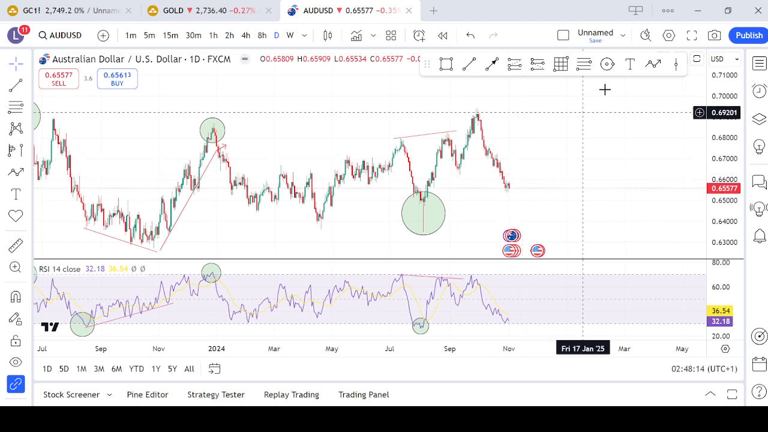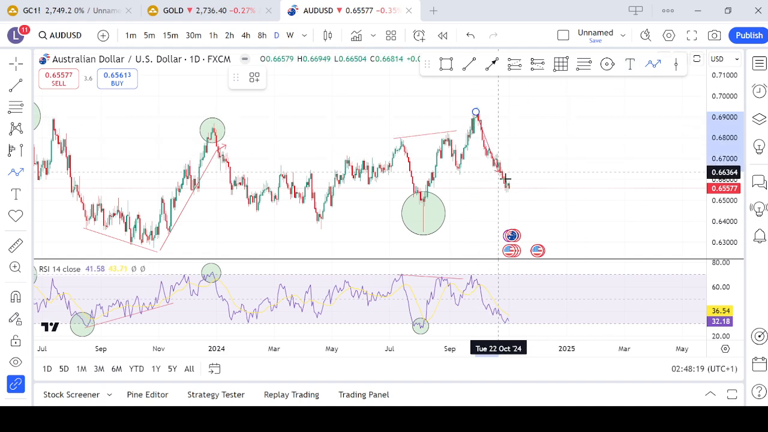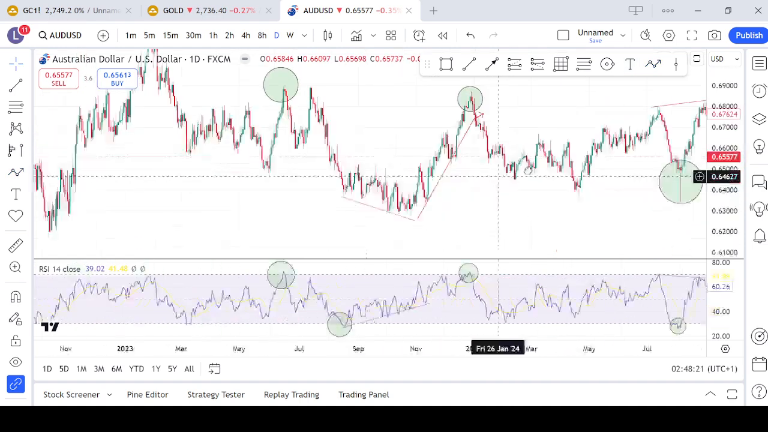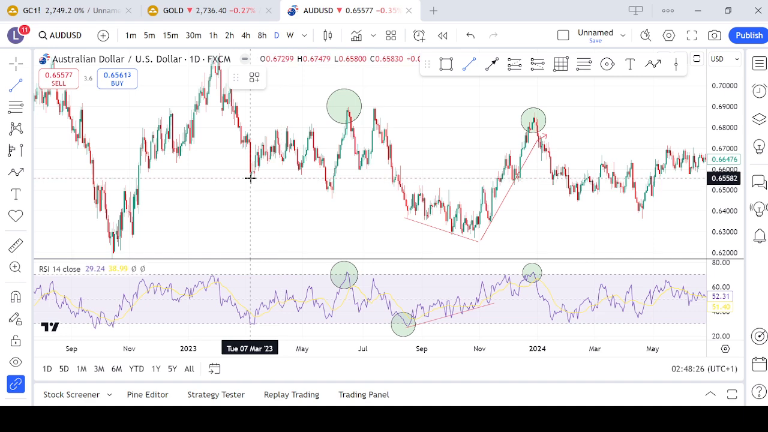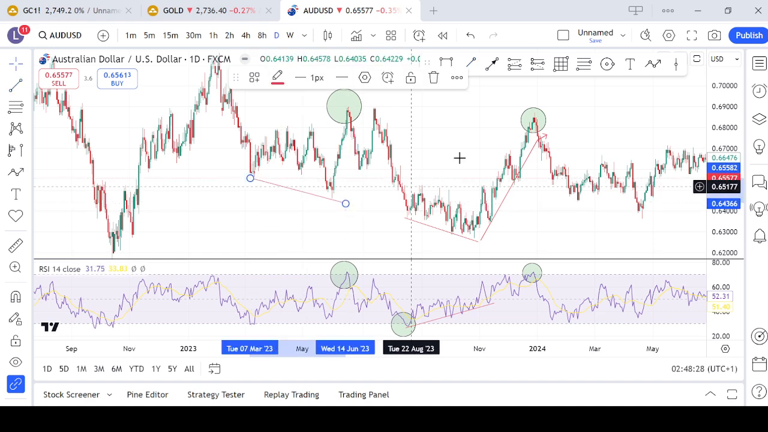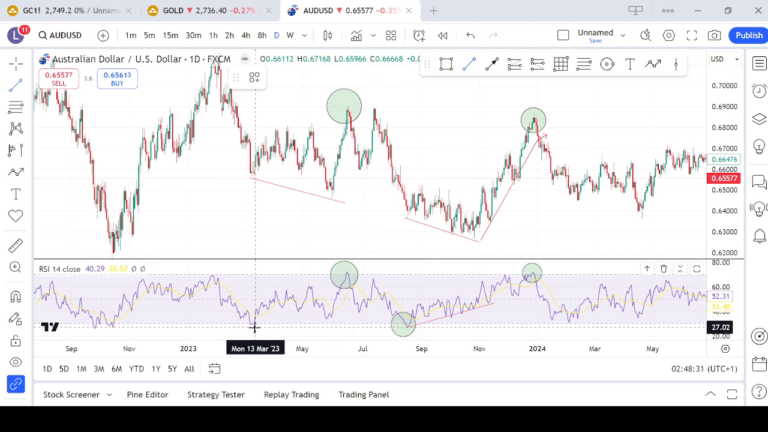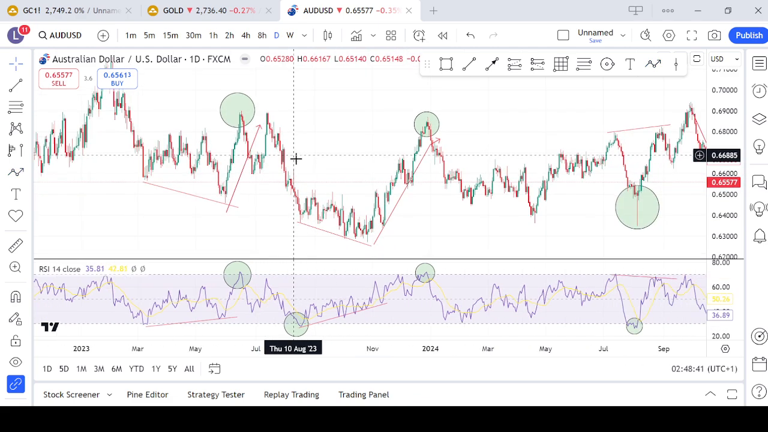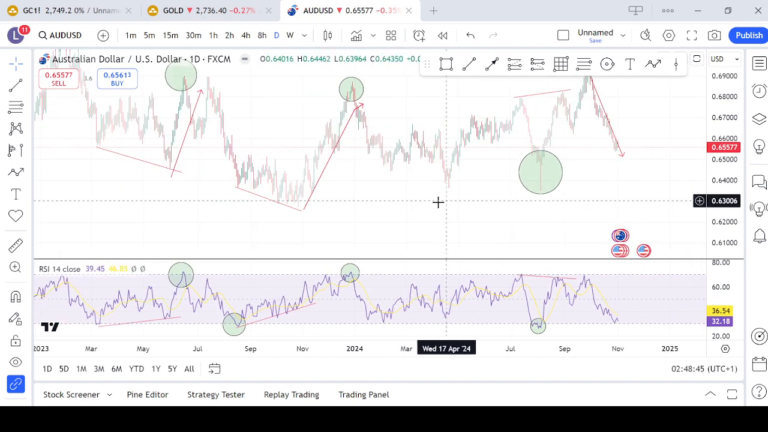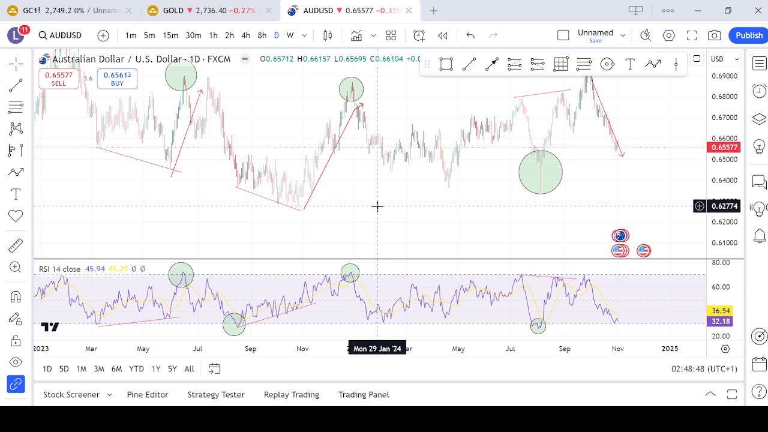You can see price reversing from there. After that, price had this major reversal to the downside, and you can see this one here, price making lower lows, but the RSI is making higher lows. You can see the bullish reversal after that, the bullish reversal to the upside. So that's how you can use RSI divergence in your chart to make better trading decisions.